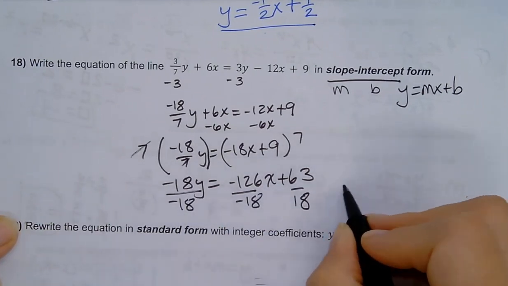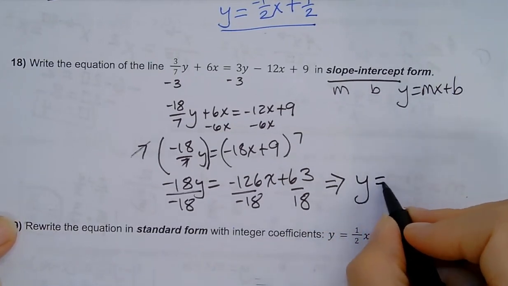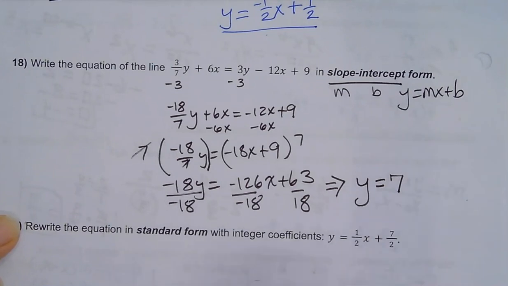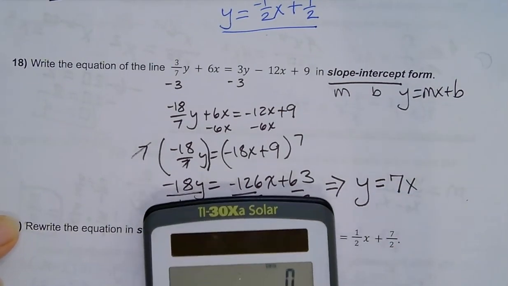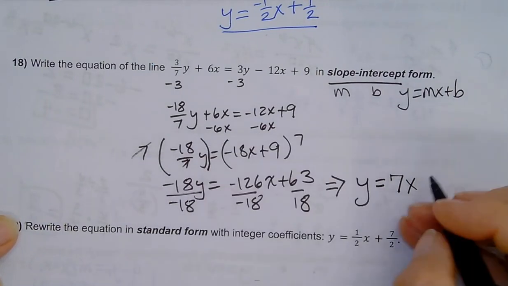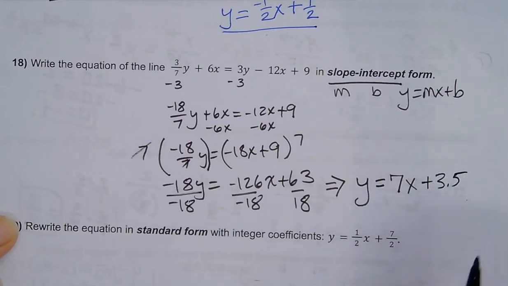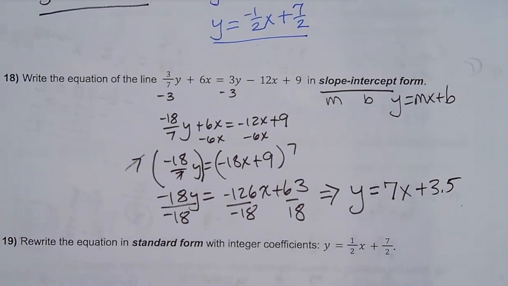Okay, because I'm just showing you where we're going, it's going to give me y equals negative 126 divided by negative 18, which on the calculator is 7. Ooh, how nice and neat. Okay, 7x, and then 63 divided by 18, hey, it's 3.5, 7x plus 3.5. If you did that with fractions, of course, you would have 7x plus 3.5 or 7/2.